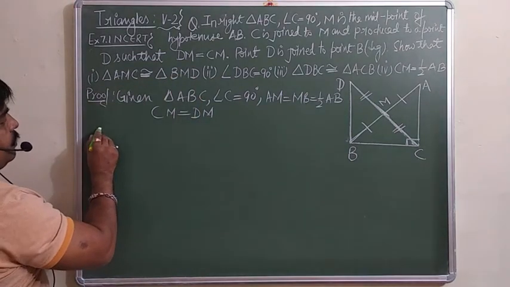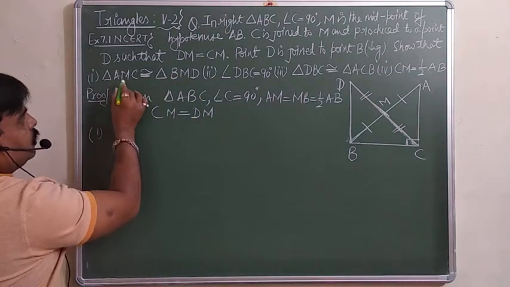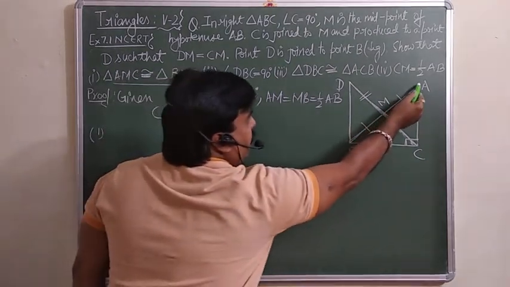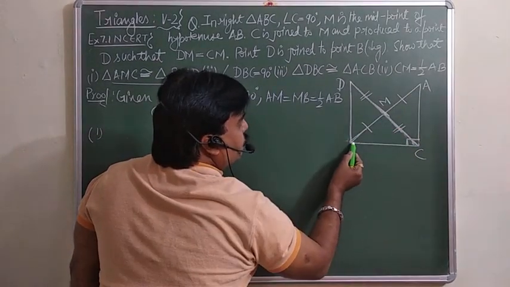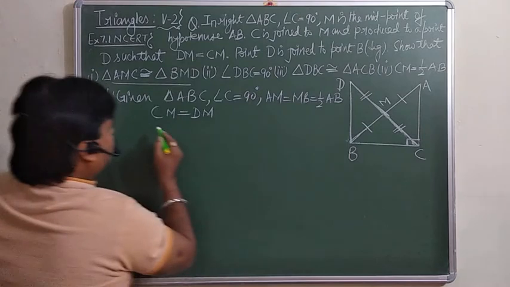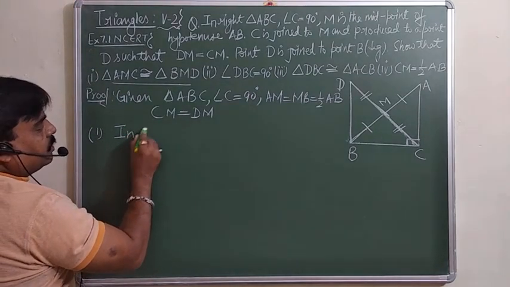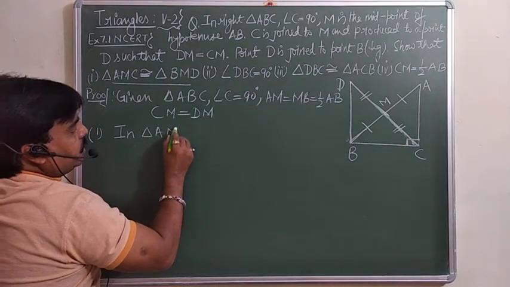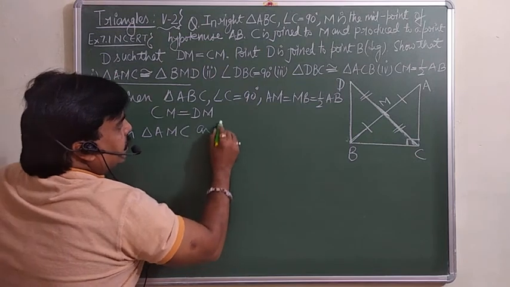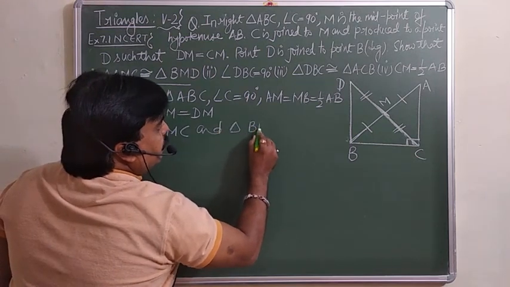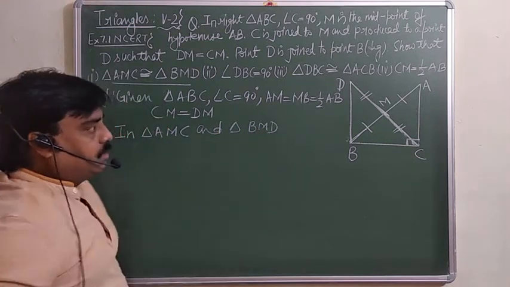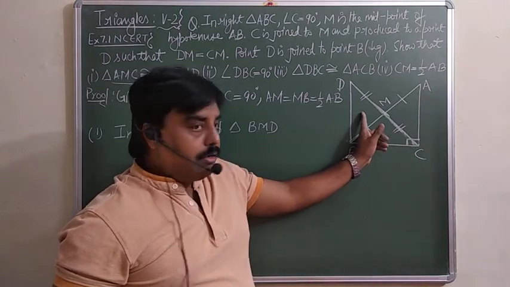First part I am taking. You want to prove triangle AMC is congruent to triangle BMD. So you must write down here, in triangle AMC and triangle BMD, these two triangles, we have to prove these two triangles congruent.